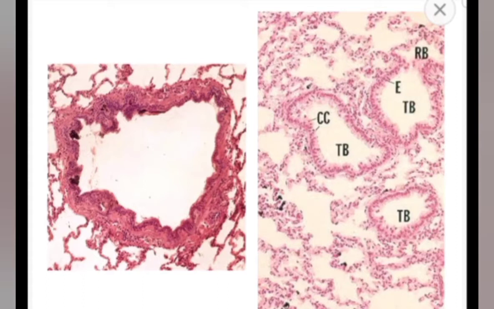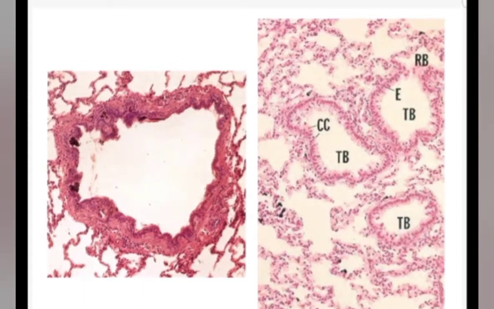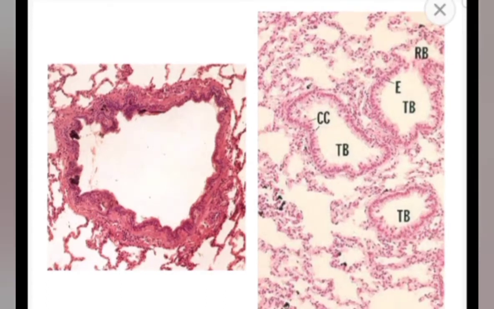So this is the picture of these bronchioles. This is the terminal bronchiole. These are the Clara cells.